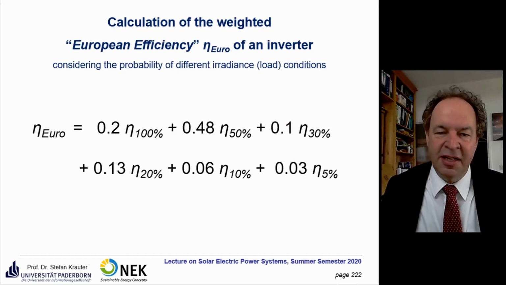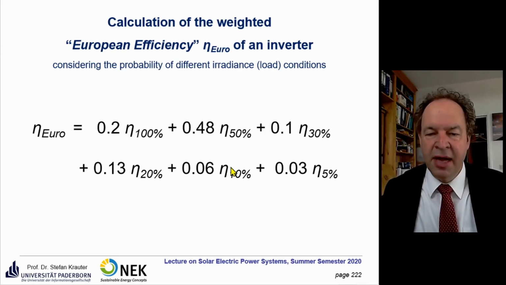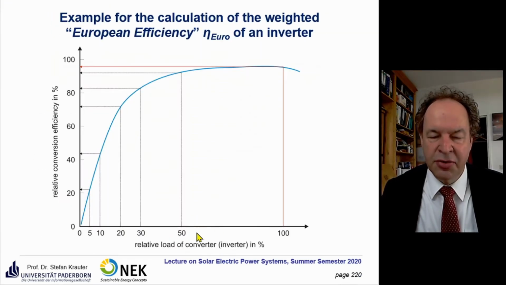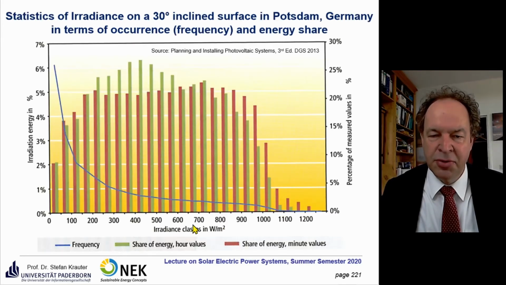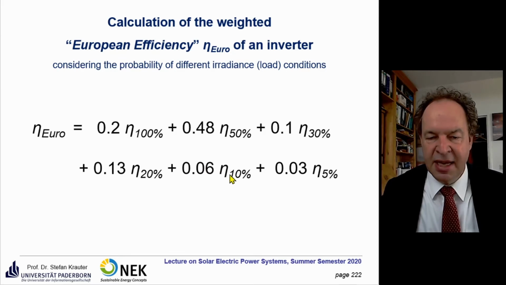This is now the formula of the standardized European efficiency. There are different weights here. To see here, most of the weight is at 50% of the nominal power. If you go back to this picture, it's about 50%. So this is taken into consideration the most, and this has a weight of 0.48 or 48%. 100%, the nominal efficiency of the inverter at 100%, is only considered by 0.2. At 30% with a weight of 0.1 and so on, at 20% 0.13, and at 10%, so very partial load here, 6% only, and 3% for 5% of the nominal power output.